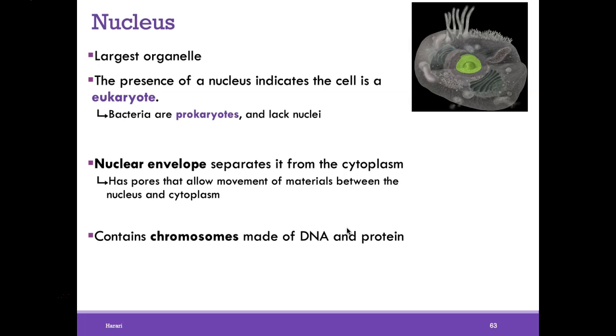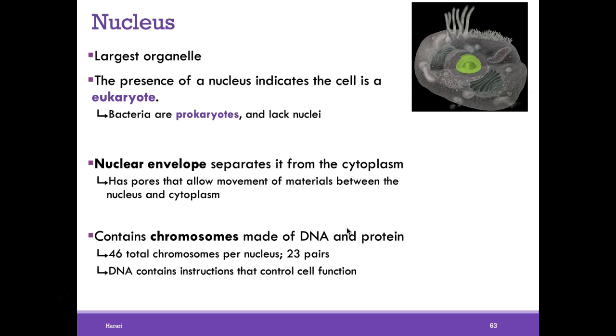The nucleus stores chromosomes that are made up of DNA and proteins. Again, the nucleus of a cell is different than a nucleus of an atom. The nucleus of an atom has protons and neutrons. We're not talking about that here. The nucleus of a cell has chromosomes. Humans have 46 chromosomes per nucleus, right? 23 pairs of chromosomes. And the DNA of the chromosomes contains instructions that control the cell's function.